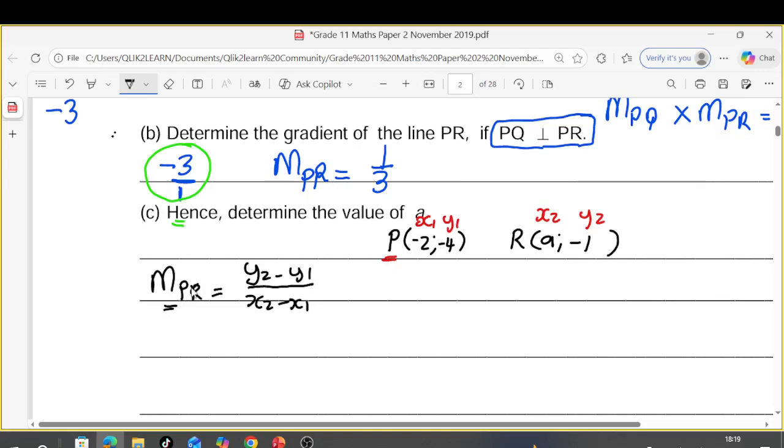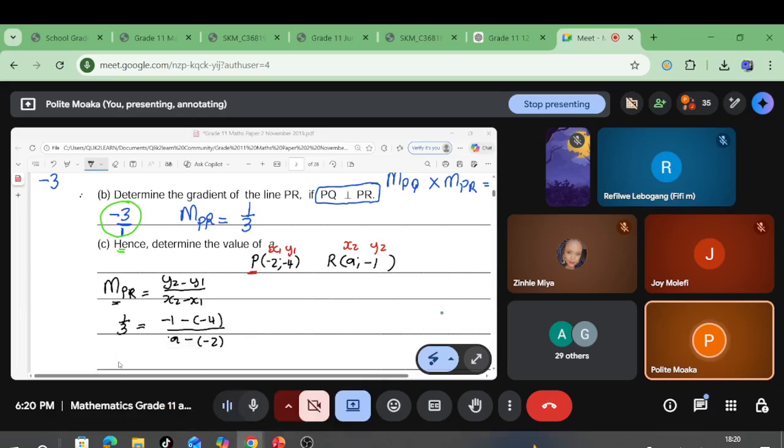What is the gradient of PR? We know that it's 1 over 3. It's equals to y2, which is minus 1, minus y1 inside the bracket. Everything is divided by x2, which is A, minus x1 inside the bracket, which is minus 2. You see now, the only thing that we have here is the value of A. We just have to work out this problem.